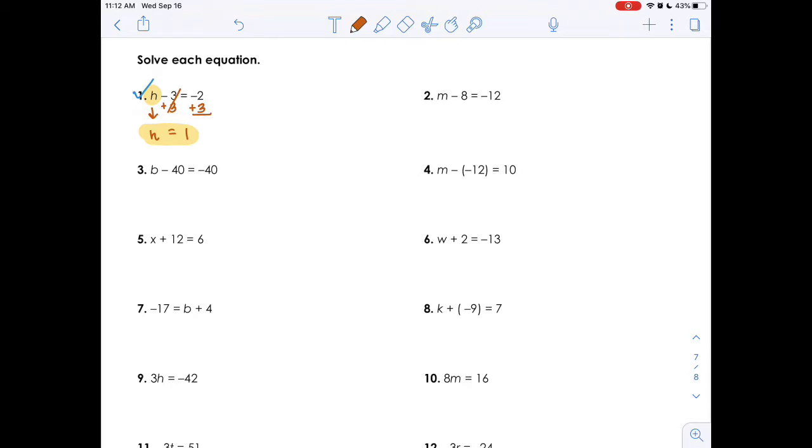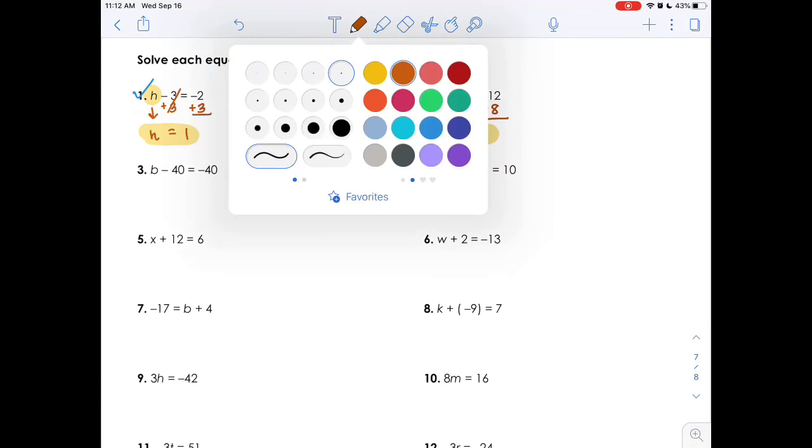Looking at number 2, I have m minus 8 equals negative 12. My variable here is m, and I'm subtracting 8. In order to get rid of this minus 8, I'm going to add 8 because a negative 8 plus 8 will give me 0, leaving me with just m. If I add 8 on the left, I must also add 8 on the right. Negative 12 plus 8 is a negative 4. If I do a quick mental check and plug in negative 4 for m, I have negative 4 minus 8, which does equal a negative 12.